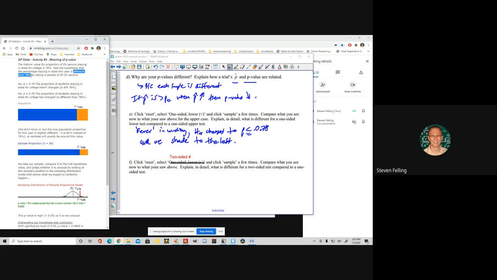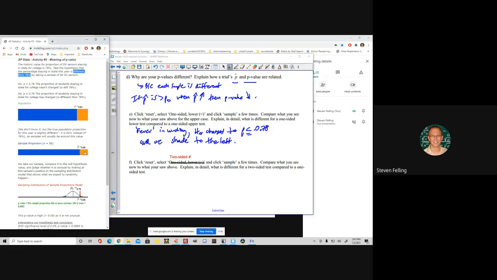Okay. So the first thing that happens is the alternate hypothesis changes. It's no longer greater than or less than. Now it's just not equal. It can be not equal either on the upper side or the lower side. The proportion of students staying in state for college has changed. It's just different, but we don't care whether it's above or below. Okay, we get our p-hat value.